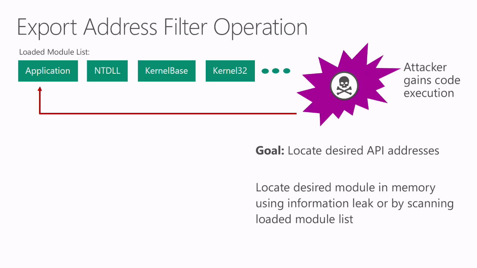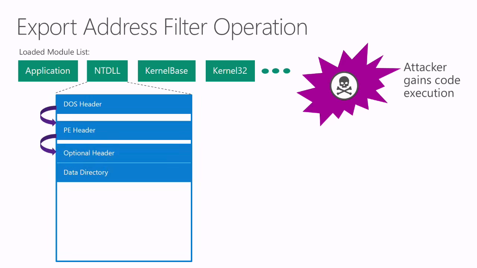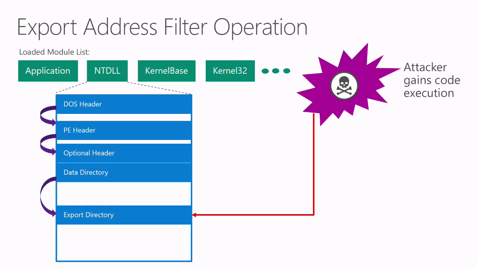So let's say the attacker is now scanning the module list that's loaded in your process, and they're trying to find NTDLL because they want to call the APIs that are exposed by that binary. Once they find NTDLL in memory, they can then start walking the actual image data and parsing the DOS header, the PE header, optional header. It has a data directory with all of the different sections. And the one that they're interested in is called the export directory, which has a list of all of the APIs that are exported. Once they find that, their goal is pretty much achieved.